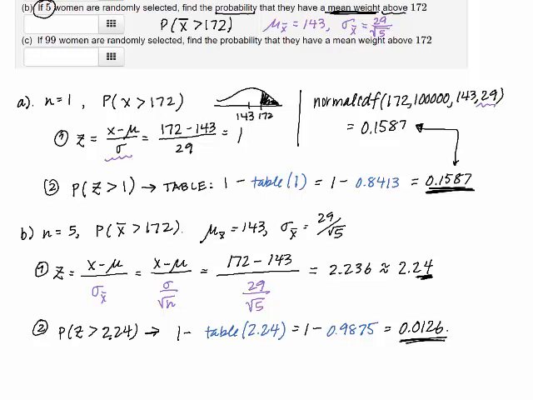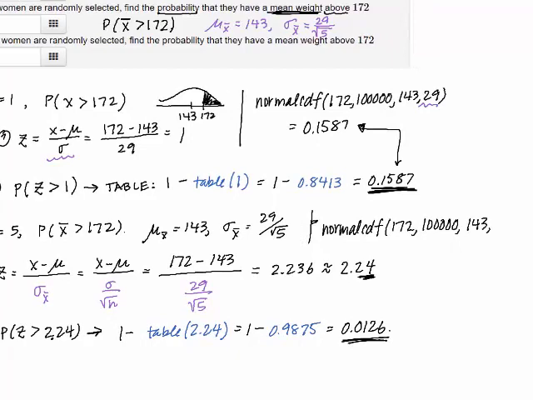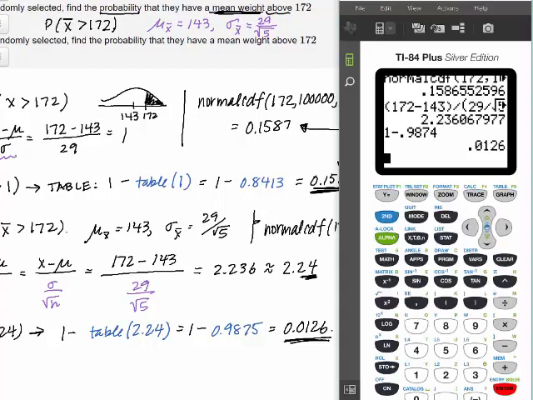Now, of course, there's the calculator method, so we could have put all this into the calculator. Still a normal CDF problem. The min is still 172. That's where we start counting the weight, up to something huge, 10,000, a million, whatever feels good to you. The mean is 143, and the standard deviation now has been adjusted, 29 divided by the square root of 5. So we put that all in here.